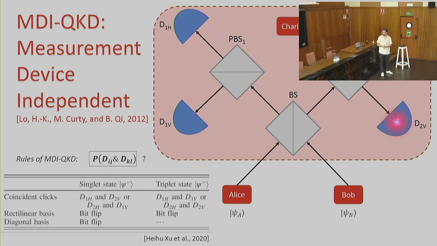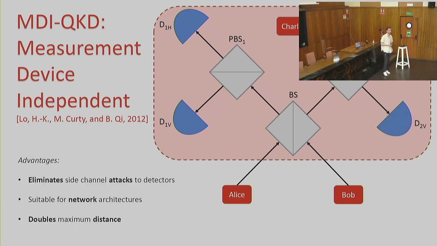With this complexity, of course, come some advantages. The first one is that Charlie could be in total control of a third party, and you would still get a safe protocol. So you eliminate all the side channel attacks on the measurement units. It's also very suitable for a network architecture because Charlie could be a common node for many units in this network. And then in principle, you could double the maximum distance achievable by a sender-receptor protocol.